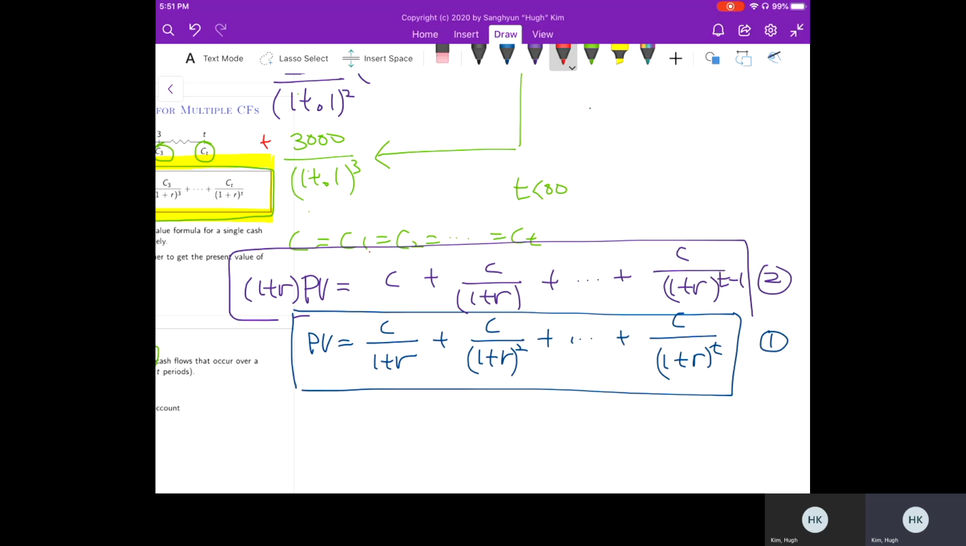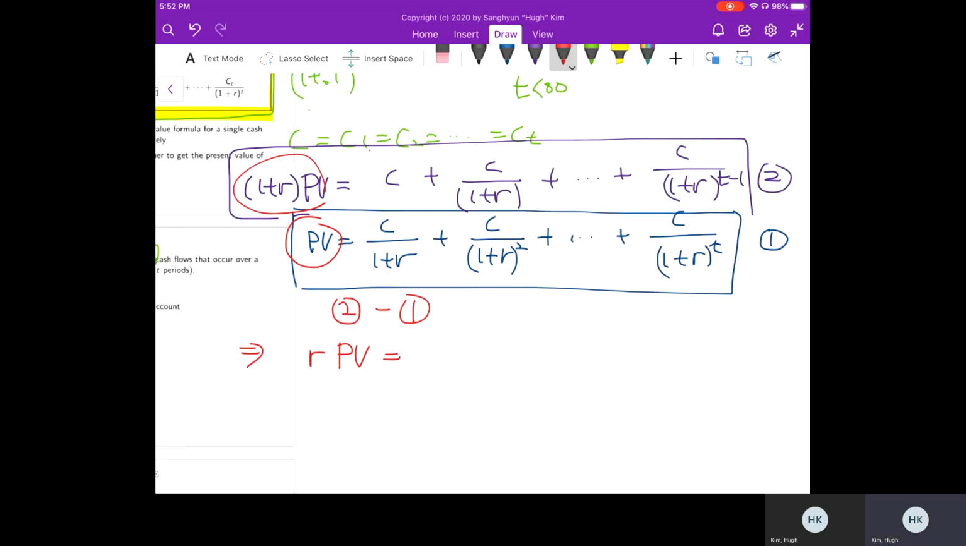And then I'm going to subtract the first equation from the second equation. So equation 2 minus 1. Then this minus this is R times PV. That's on the left side. On the right side, this will cancel with this, and this will also cancel, and this will also cancel. All that's going to remain is C minus this, C over (1 plus R) to T.